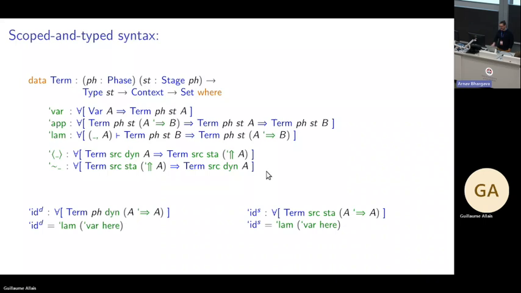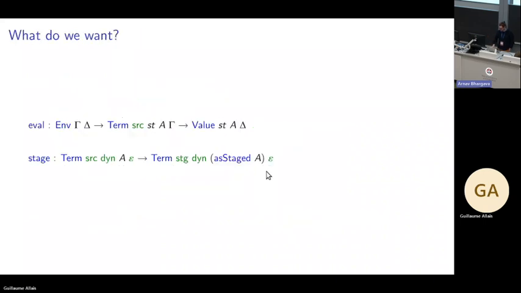And these are the static and the dynamic identity functions. Only the types are different. The syntax doesn't actually need to carry all of this noise around. What do we want? Well, we want the same evaluation function, essentially. And then from it, we'll derive a staging operation, which takes us from terms for dynamic values to terms with none of the static stuff inside anymore.